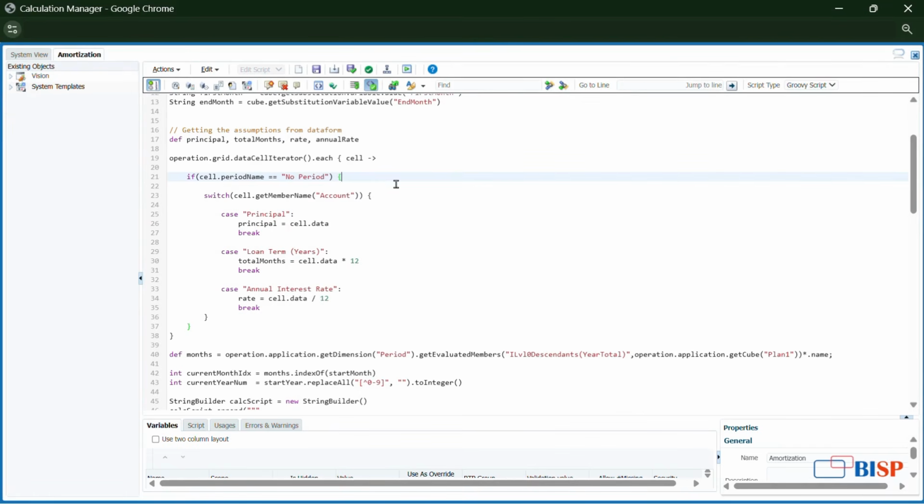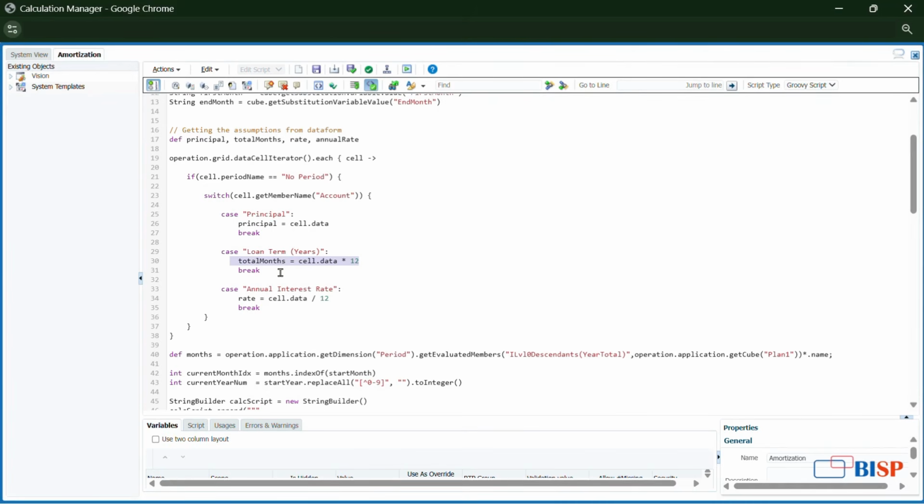Case principal. This retrieves the original loan amount. Case loan term. This retrieves the loan duration. And total months is equal to cell.data times 12. Since amortization is performed monthly, the loan term is converted from years into total months. So 2 years is equal to 24 months.